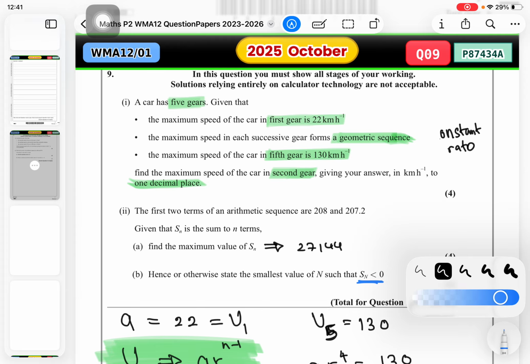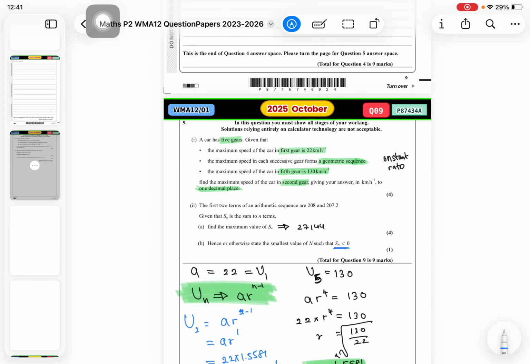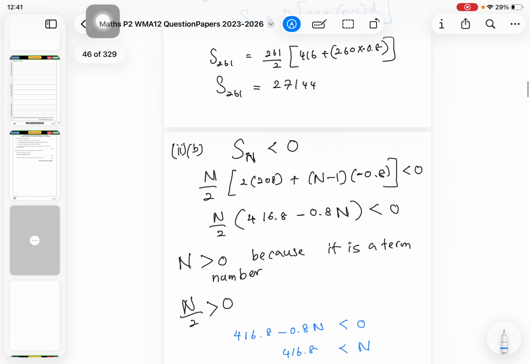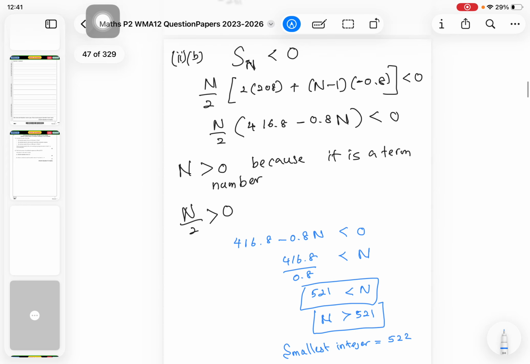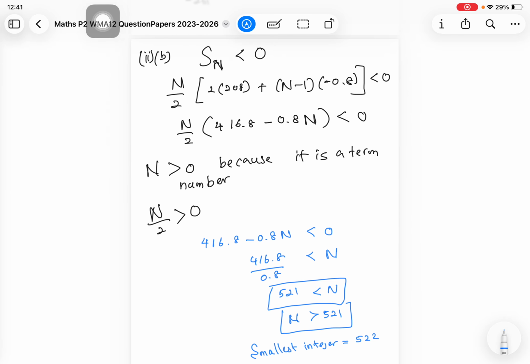Okay, that is a bit tricky, but the question is something interesting. So at the end, you can show, okay, this is how we get it, and this is the smallest integer. Thank you.